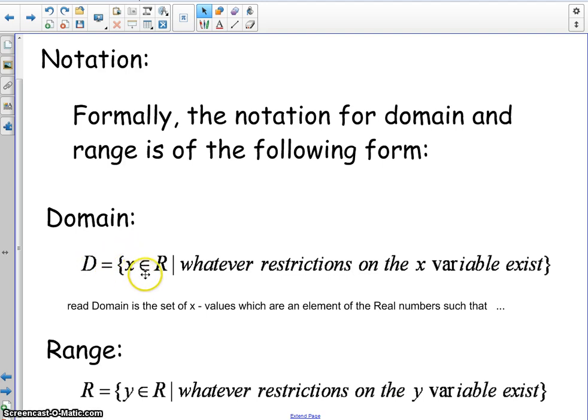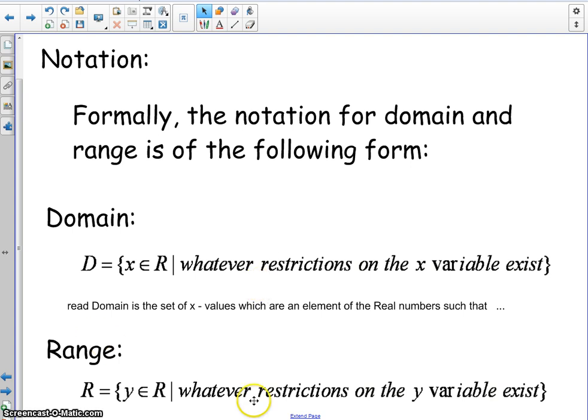Now this looks pretty complicated, but this is read as D for domain equals, in brackets, we have x. This is a Greek letter epsilon with an R, so this means x is an element of the real numbers. And then we have a vertical line, which means such that. And then there are some restrictions that occur afterwards. So we say that x is an element of the real numbers such that, and then if there are any restrictions on x, we would state them there.